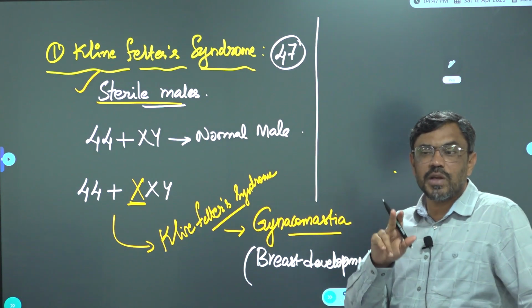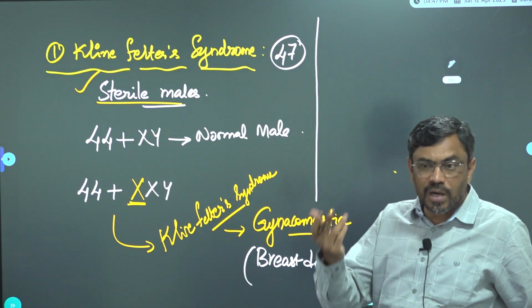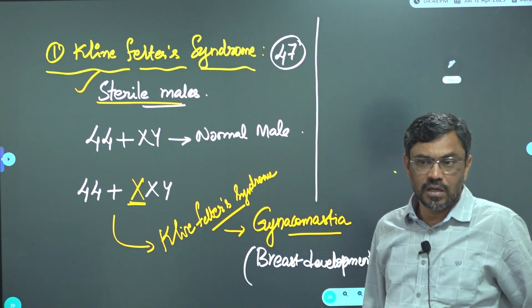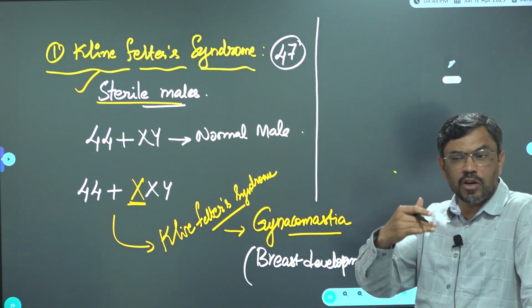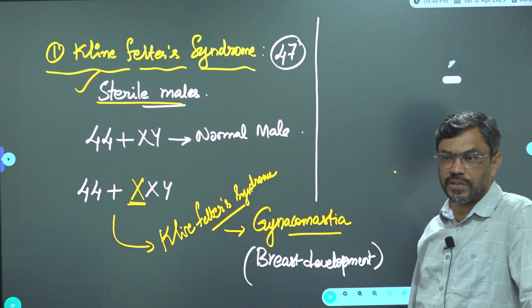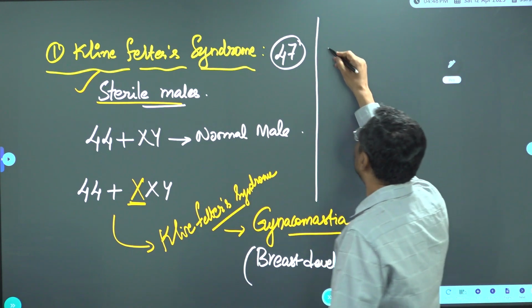The transgenders may be due to abnormality of the hormones, due to hormonal imbalance. Okay, they express some feminine characters. The male becomes female. The male undergoes surgery and becomes a female. That is called transgenders. Is it clear? That is different. First you remember that one. And next, Turner's syndrome.